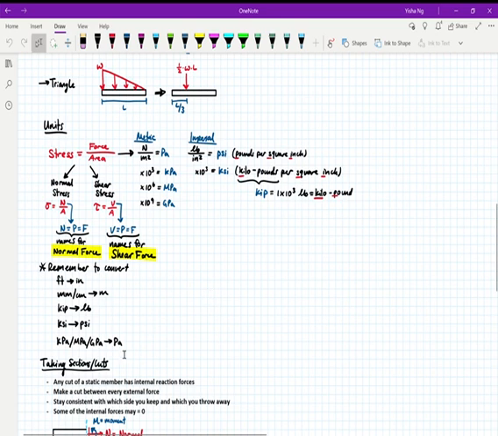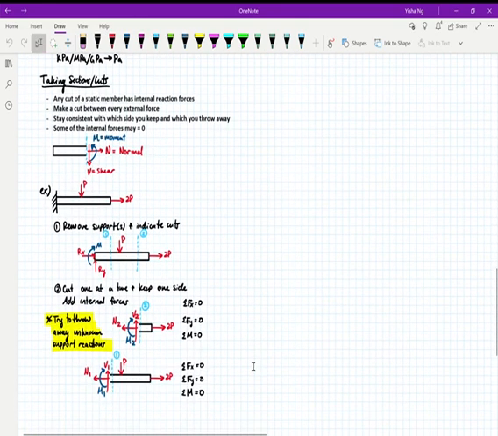So yeah, remember to convert all of your variables, all of your units to base units. Last thing is taking sections or cuts. So if you're taking a cut of a static member, you're going to have internal reaction forces.